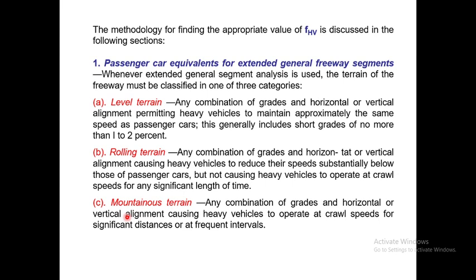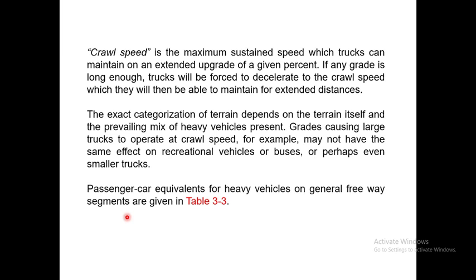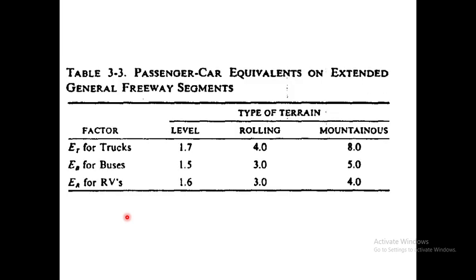In level terrain, we don't consider any adjustment. Rolling terrain is different, and mountainous terrain is also different. So these also have different tables. Here is the first table, the equivalents for extended general freeway segments.